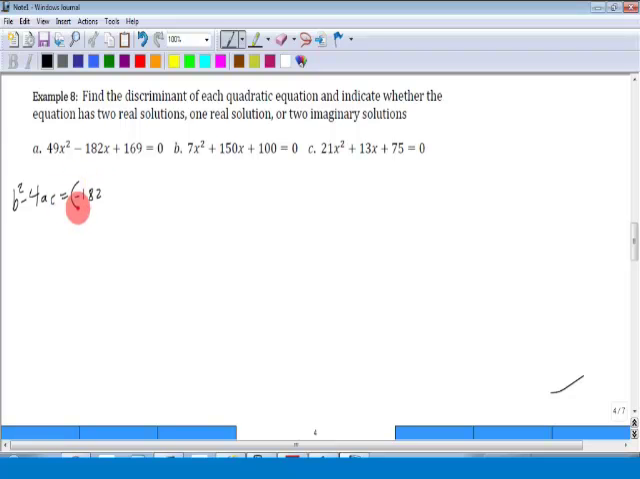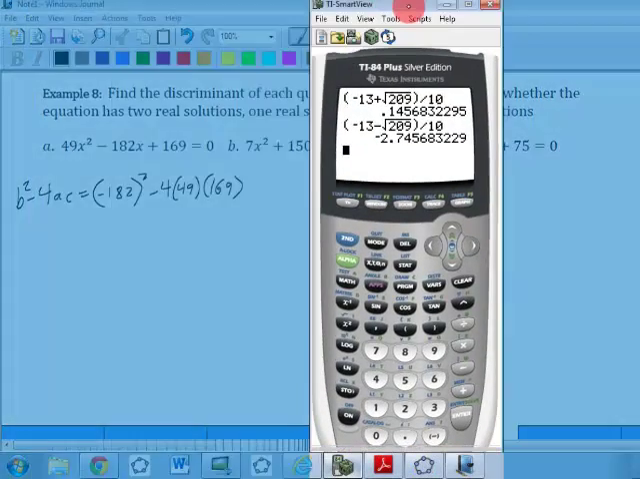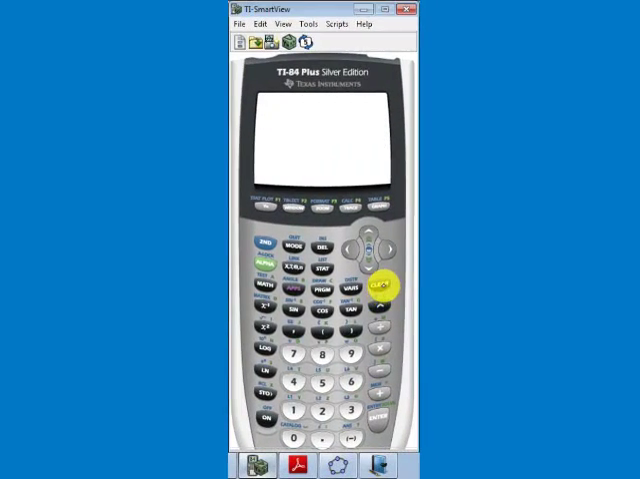That's going to be negative 182 quantity squared minus 4 times 49 times 169. Maybe a little bit of care is needed with the parentheses. Open the parentheses and enclose the negative 182 in parentheses, and then square. Without the parentheses, if you type negative 182 squared, it'll square positive 182 and then multiply by negative 1, which is not what we want here.